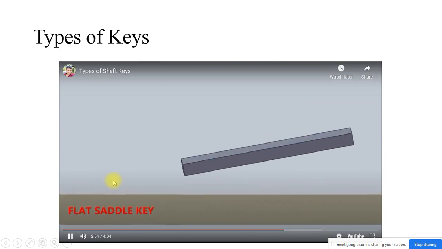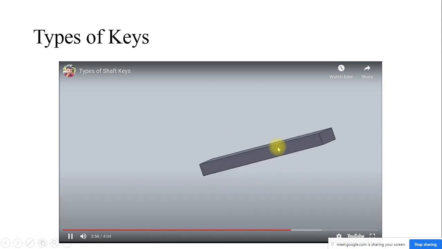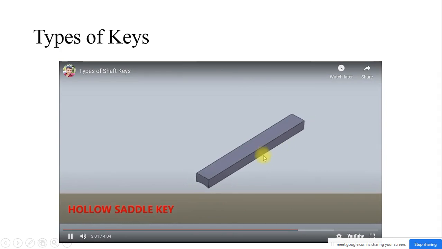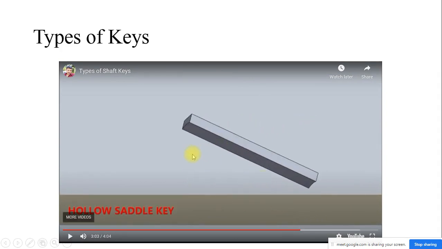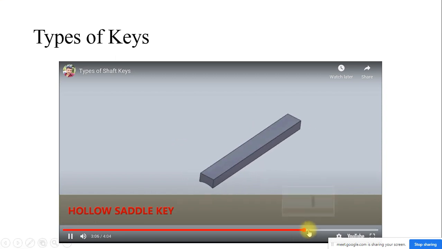So this is the saddle key, which we will be looking into in our next session. You kindly look into it. What is the purpose of a saddle key? You can see the cross section would be somewhat different. So the hollow saddle key, can you see a curve here? Don't look for a hole in a hollow saddle key. It is nothing but a curve available on one side of a particular key, which will be used to fit the shaft in it. We'll be looking into the purpose of the saddle key in our next slide.